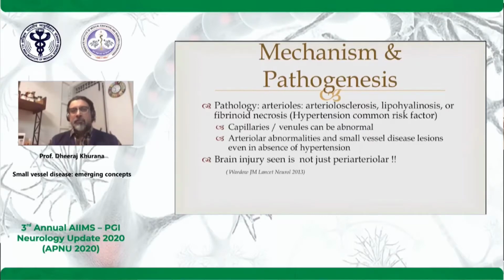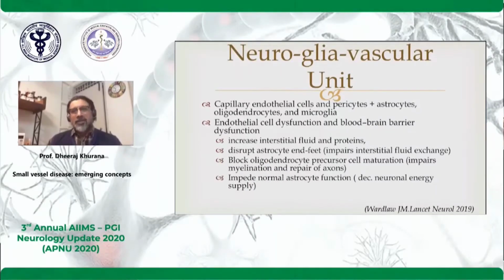However, if we look carefully, the capillaries are also abnormal, the venules are abnormal, and sometimes even in the absence of hypertension, abnormalities in the arteriolar and other small vessels are seen. The most important thing, the injury is not just in the periarteriolar region, so that cautions us. It is not a simple disease of occlusion of the small vessels. We must remember it: there is a complex pathogenesis. And what is a complex pathogenesis? Something which we always used to avoid when we read pathology and the pathogenesis of diseases. We would avoid all the basics, but this is the important thing in small vessel disease.